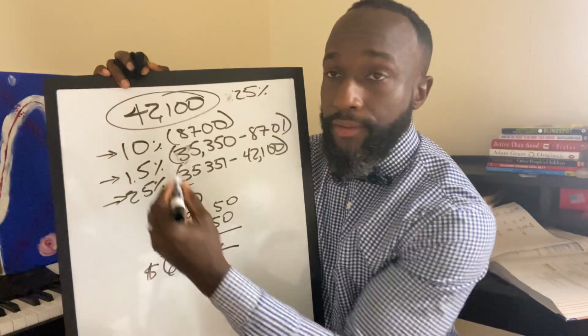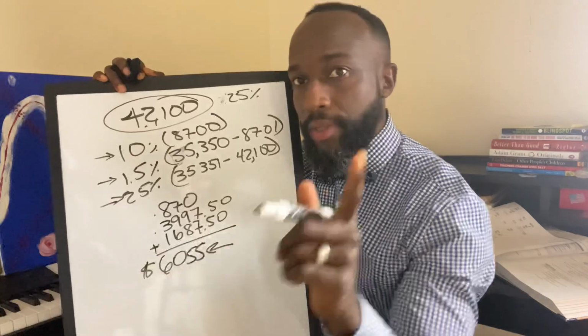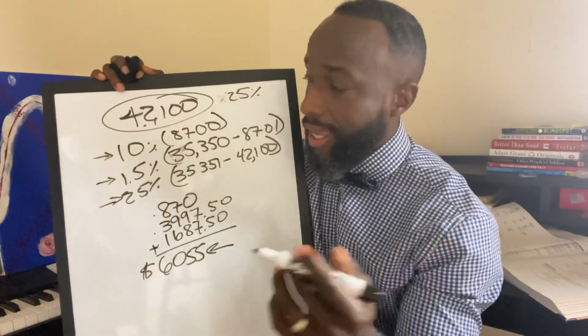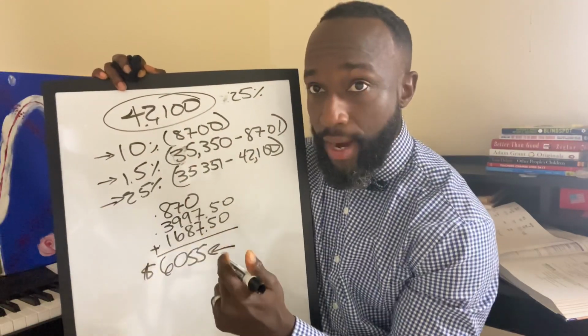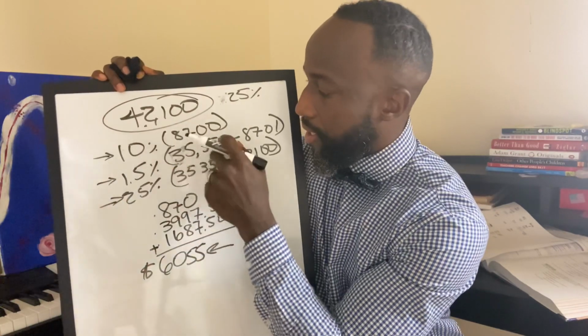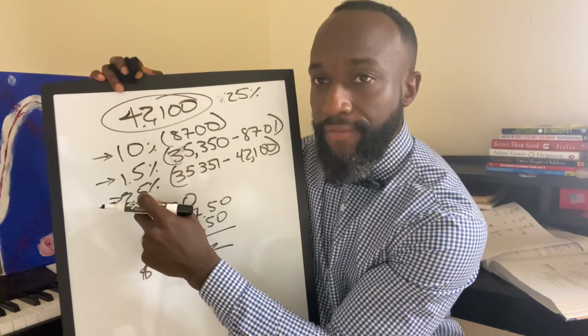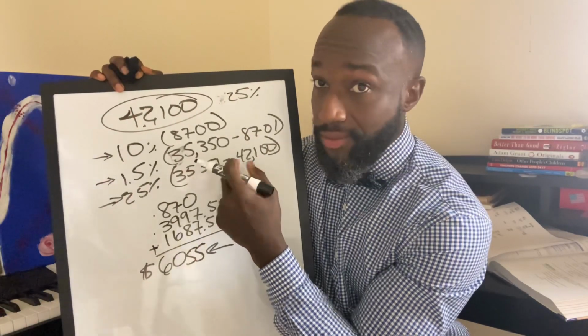So basically, after you get your taxable income, we go to our table, which I'm going to put over in this corner so you can look at it. And then we do the math: 10% of 8,700, 15% of this amount, which was 26,000 some change, and then 25% of the 6,000 and some change.